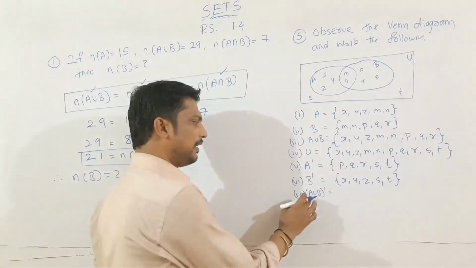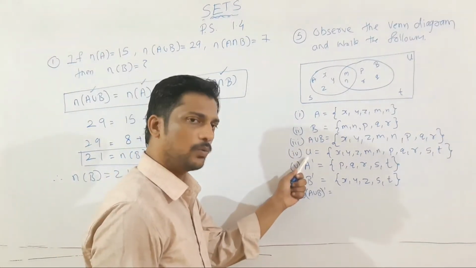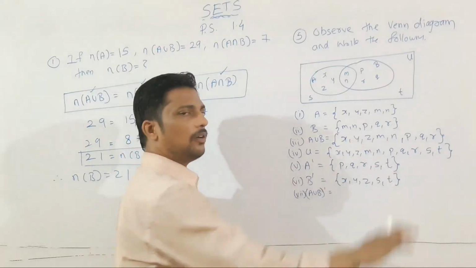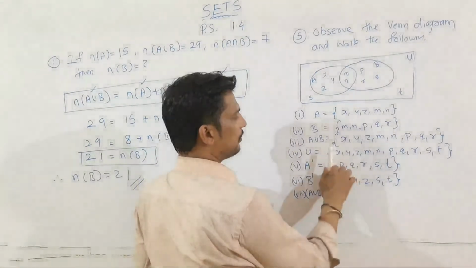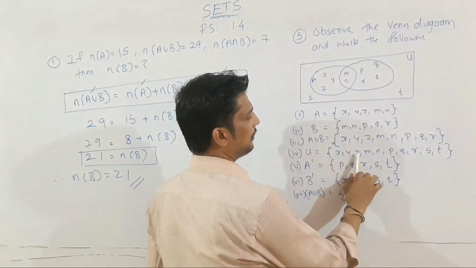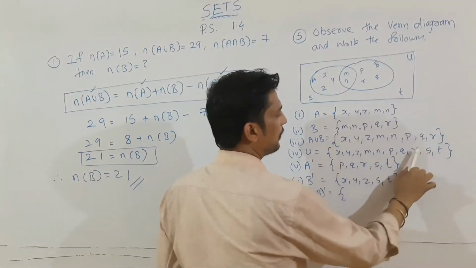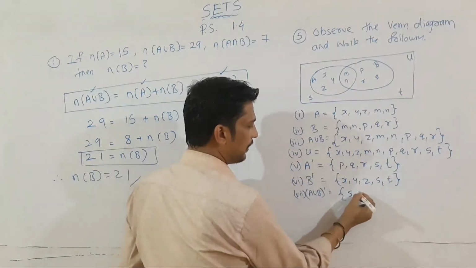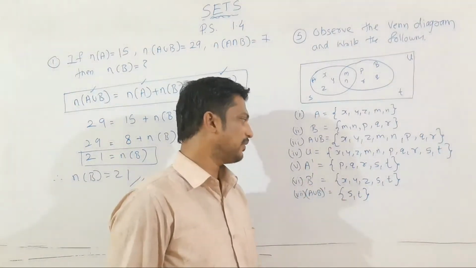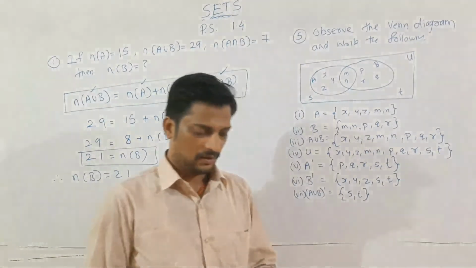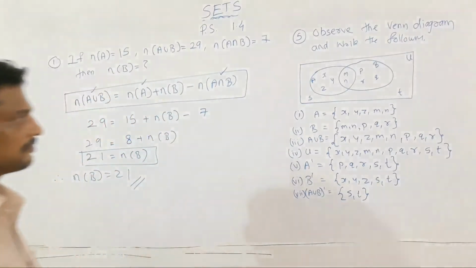Fine. Now finally I need A union B's complement. So I will compare A union B with U. I will eliminate all the elements which are present in A union B. I have to eliminate x, y, z, m, n, p, q, r. Till here I will eliminate each and every element. After that, s, t. So my required A union B's complement is nothing but s, t. Fine. Now, copy it down, students. We will see the next question now.